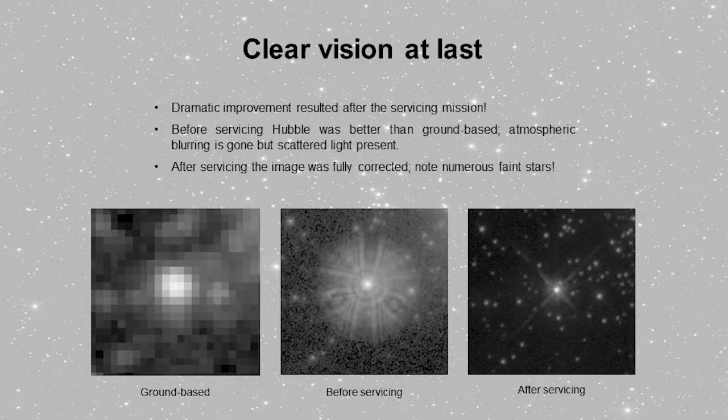We see not only a much clearer view, but especially notice the number of very faint stars that are now visible in the corrected image that are simply not visible in the other two images. So you can see the huge improvement. Hubble is able to see more stars, fainter stars, and ultimately more distant objects as well. The telescope was brought to full operating capability to take advantage of its mission. And as we'll see, the results have been nothing short of spectacular.